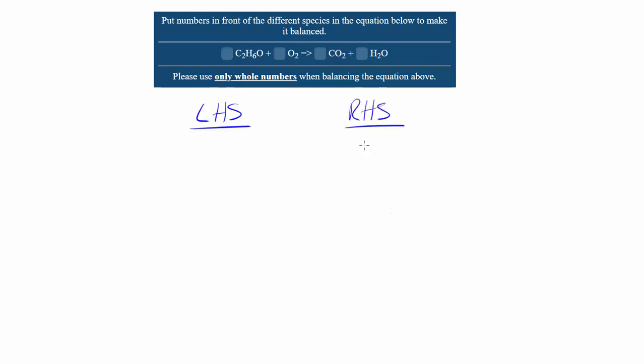And so on the left-hand side, we're looking at carbon, hydrogen and oxygen, right? So how much of each of those do we have on the left-hand side? Well, we've got 2 carbons, we've got 6 hydrogens, as you can see, and oxygen occurs in 2 species. It occurs in the molecular oxygen, and it also occurs in this molecule we have here.